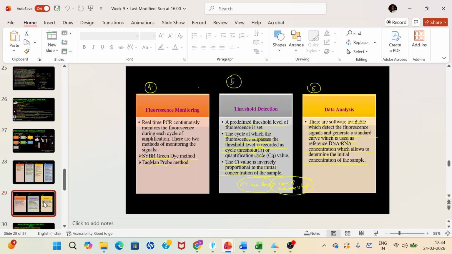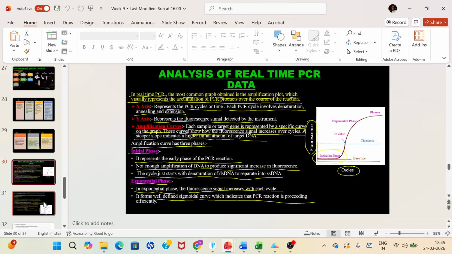Okay, then the fluorescence monitoring will happen. Real time PCR continuously monitors the fluorescence during each cycle of the amplification. There are two methods of monitoring, as I've told you, the SYBR Green method and the TaqMan probe method. Then the threshold detection will happen. Basically the CT value will be calculated. CT value is inversely proportional to the initial concentration of the sample. A predefined threshold value for the fluorescence is set. The cycle at which the fluorescence surpasses the threshold level is recorded as the cycle threshold or quantification cycle value. Okay, the data analysis part you must have learned in the demo part of the video.